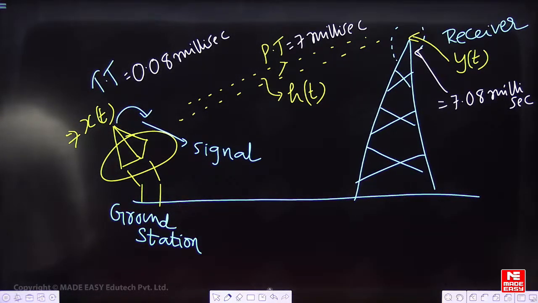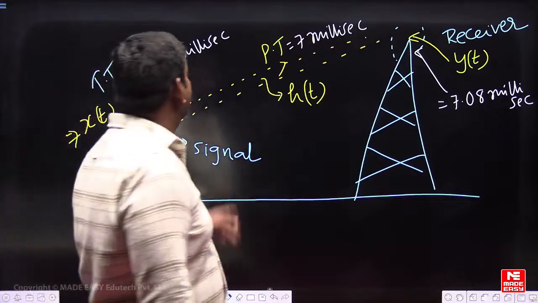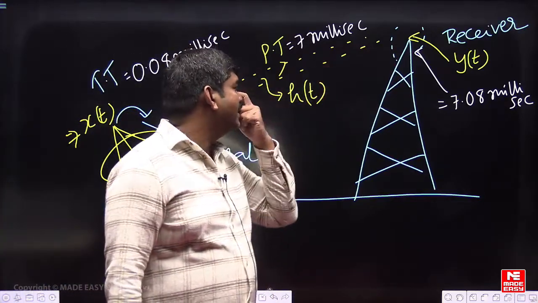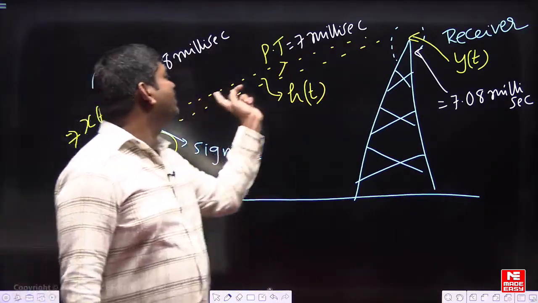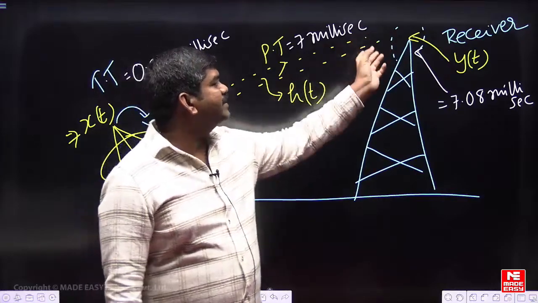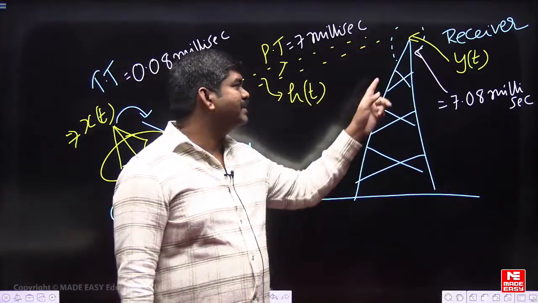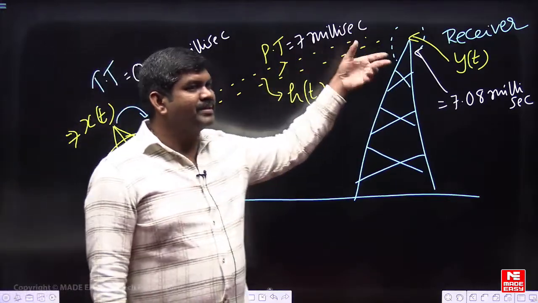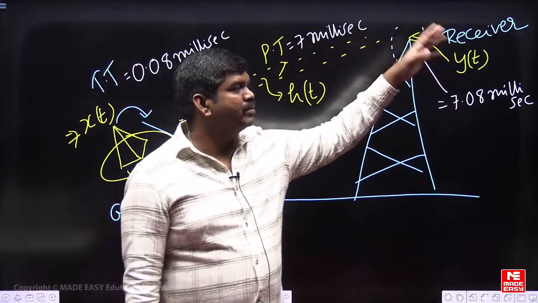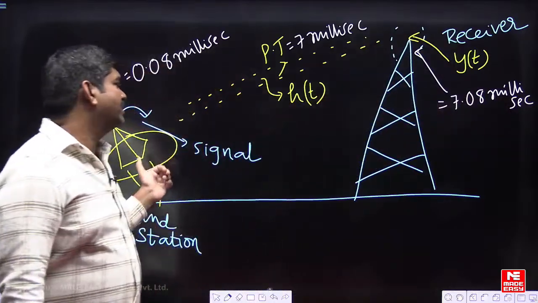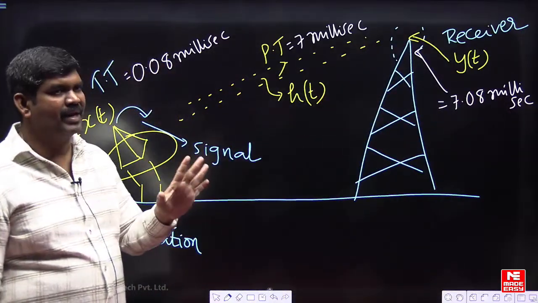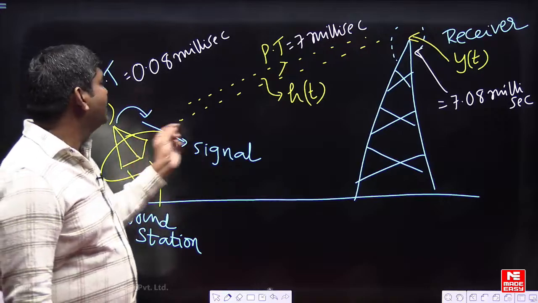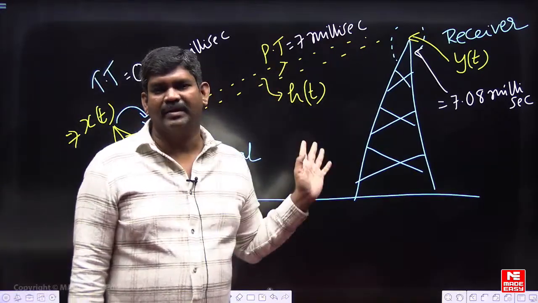Prakash, 7.08, very good. The final answer is 7.08. Why is only one side considered, only TT and PT? Because once the satellite has received the signal, it may process the data and give back an acknowledgement to its ground station, or send the signal to some other ground station. They are not asking all these things; they are simply asking how much time the signal takes to reach the satellite.